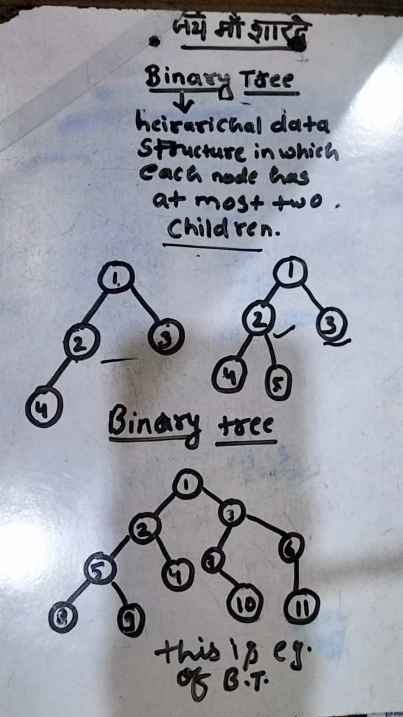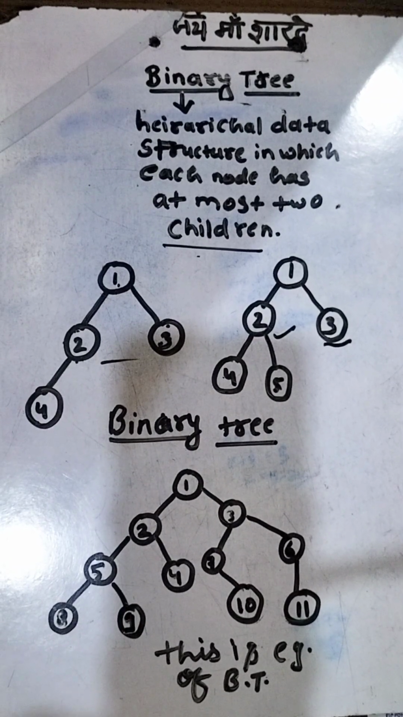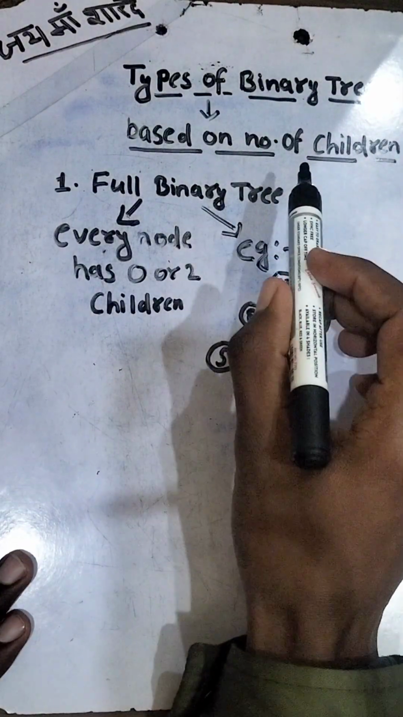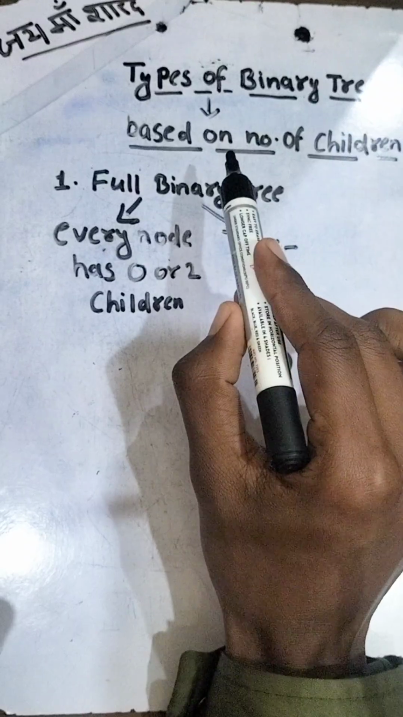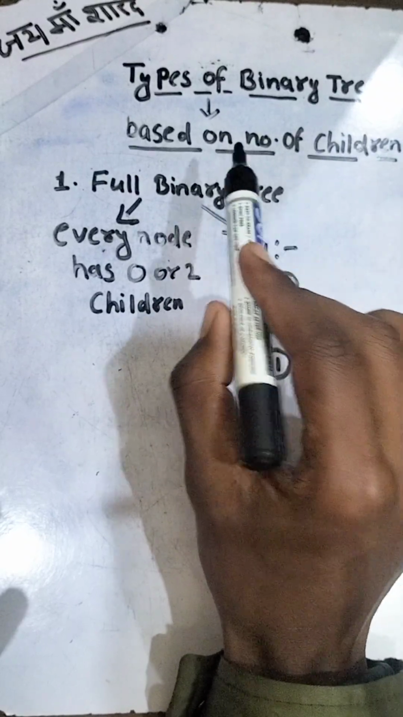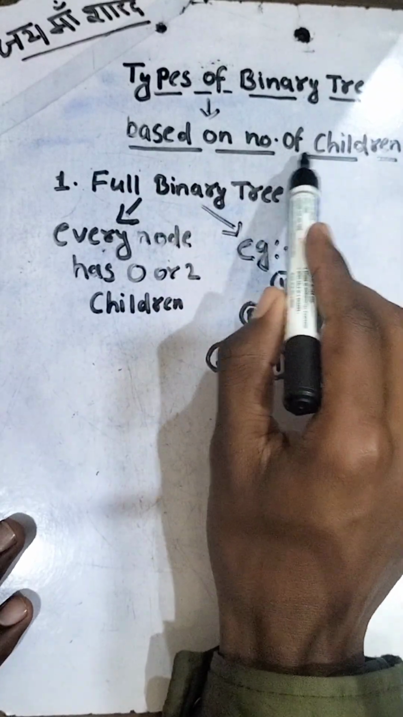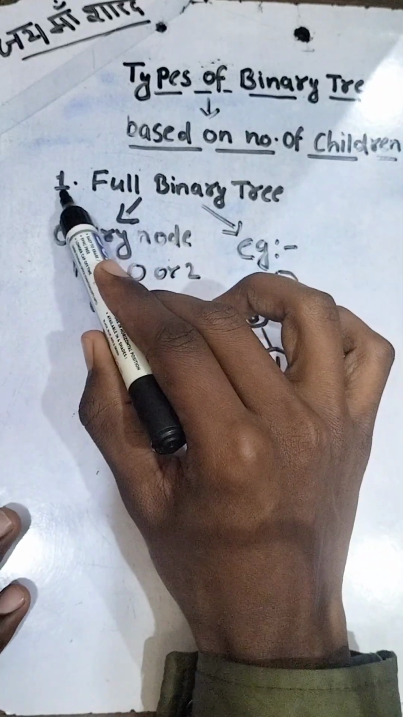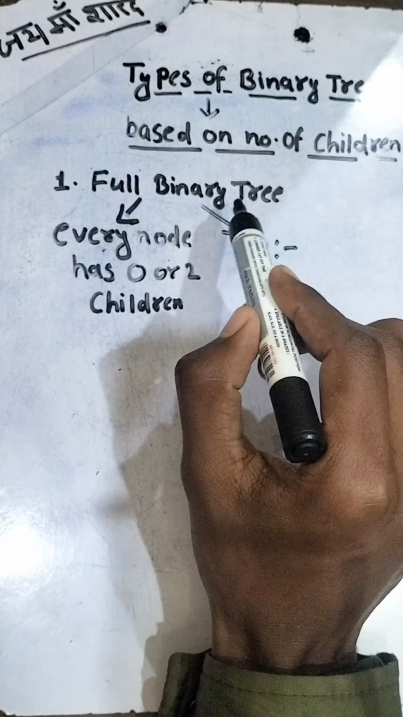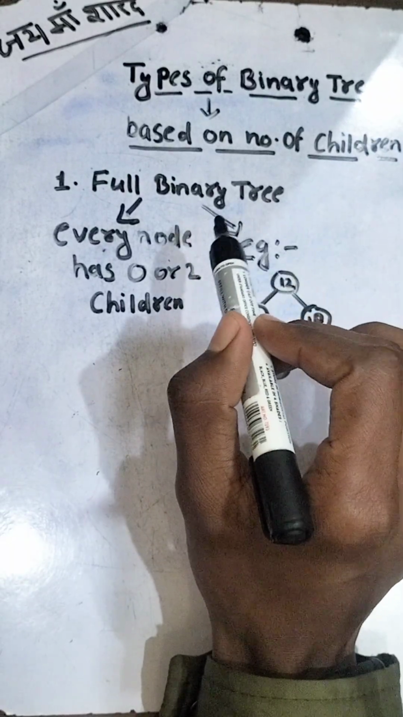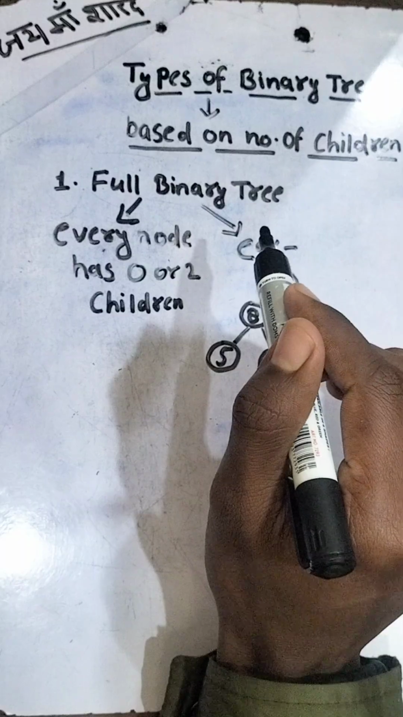Now I will discuss the types of binary tree. There are two bases on which we decide how many types of binary tree there are. So first is based on the number of children. First is the full binary tree. That means, in a full binary tree every node has zero or two children.